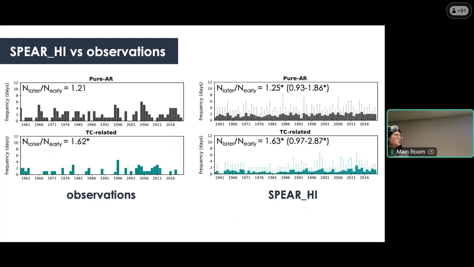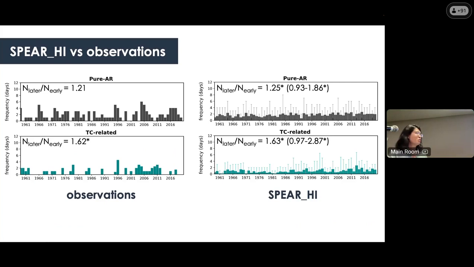So for pure atmospheric river extreme precipitation days, the later period has about 25% more events compared with the earlier period. And for TC related events, it's about 60% more frequent in the later period compared with the earlier period. So it's quite similar to the observations. So like some smiley face for the model, it can capture the relative contribution of these different meteorological factors. But so there's always a but.